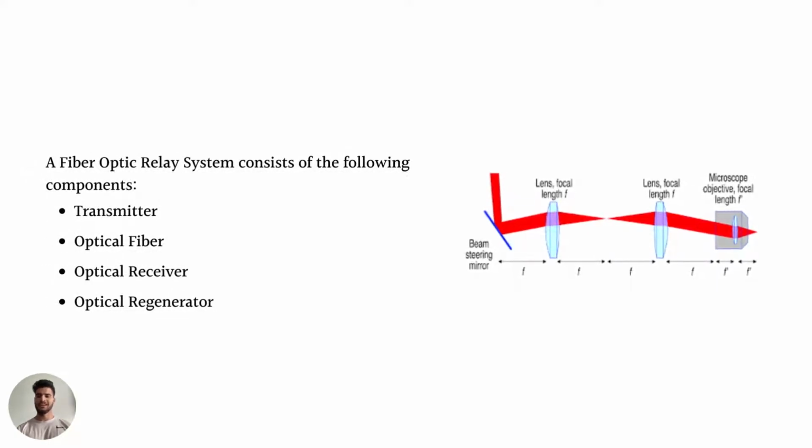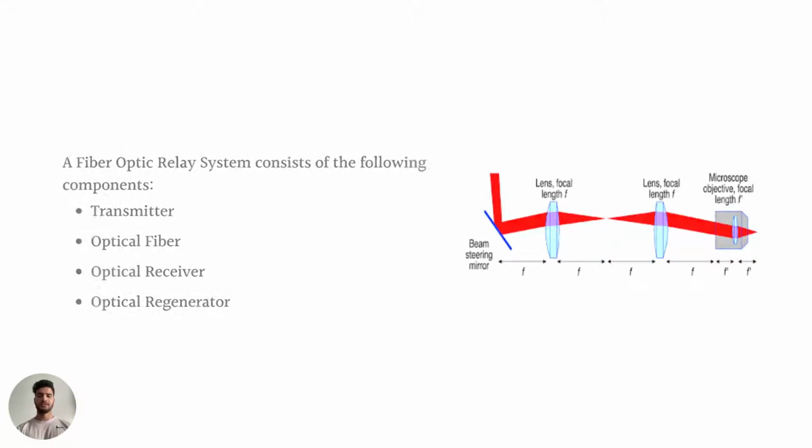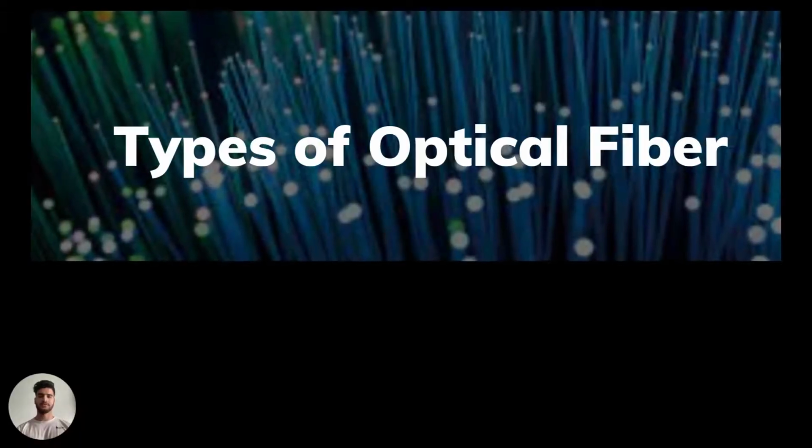A fiber optic relay system consists of the following components. Transmitter. It produces the light signals and encodes them to fit for transmission. Optical fiber. The medium for transmitting the light pulse, that is, signal. Optical receiver. It receives the transmitted light pulse, that is, signal, and decodes it to be fit for use. Optical regenerator, necessary for long distance data transmission.